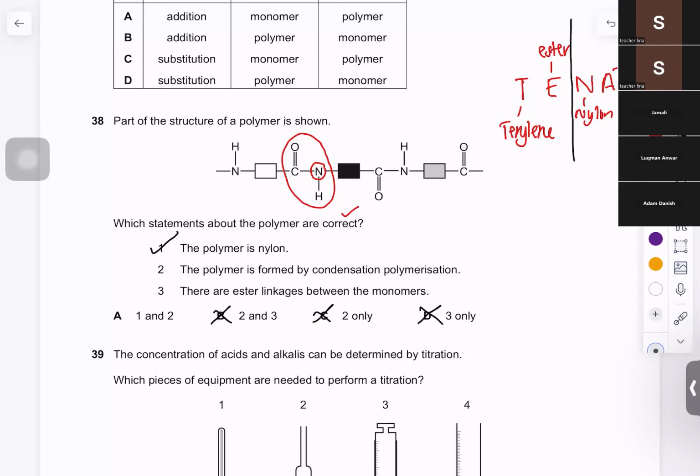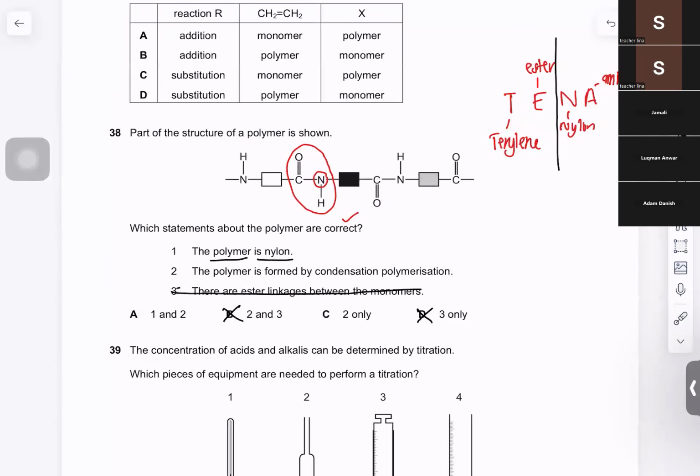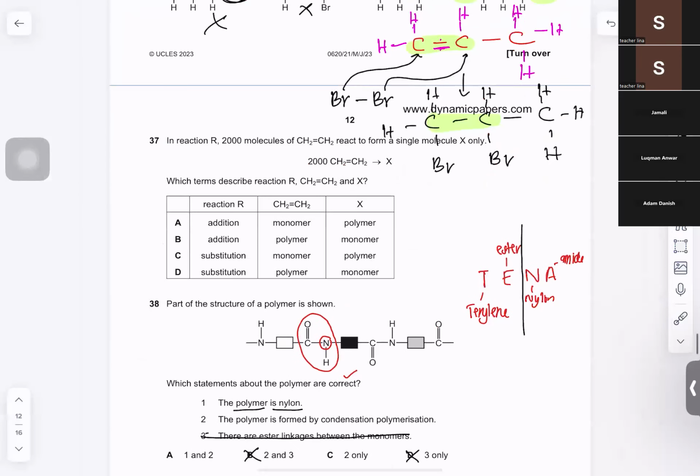Which statement about the polymer is correct? So the polymer is a nylon. Okay, the polymer is nylon. So wait, kita kena check dulu. Okay, kita check dulu. Okay, so there is the linkage between the monomer. Number 3 memang totally wrong. So teacher cancel this one. Okay, sampai dekat situ. Is it clear?